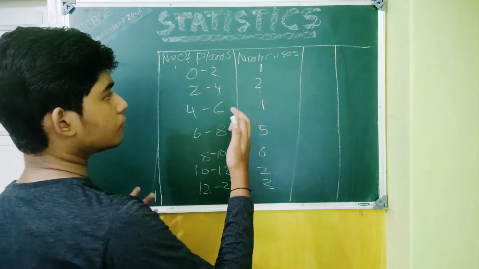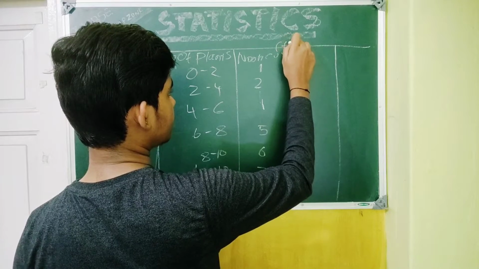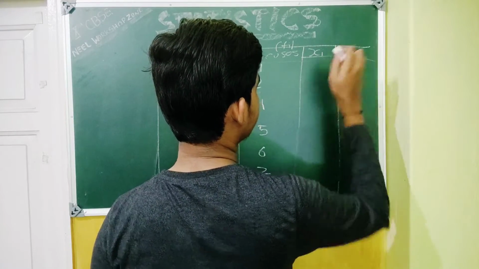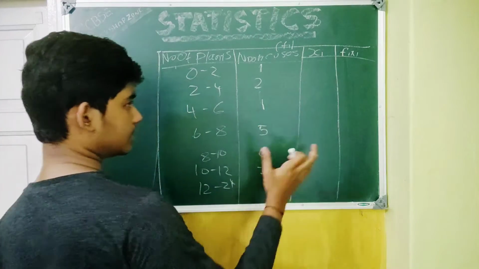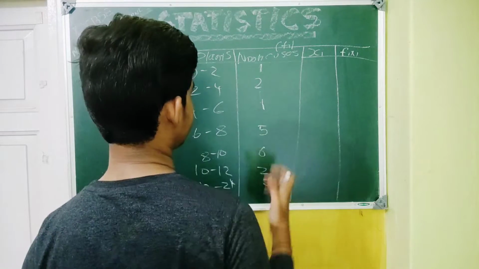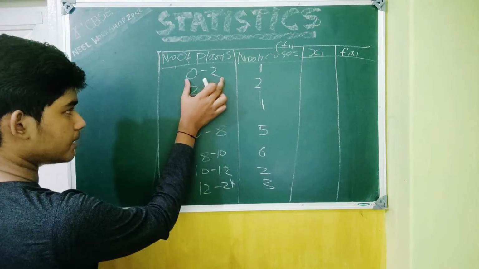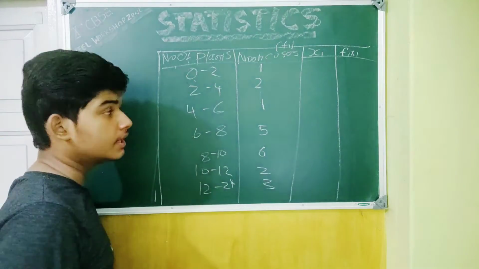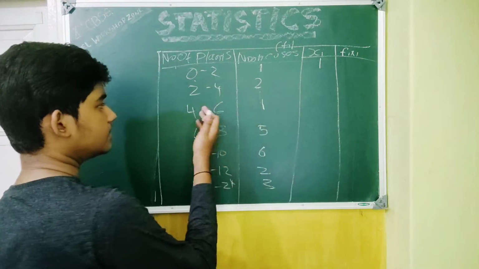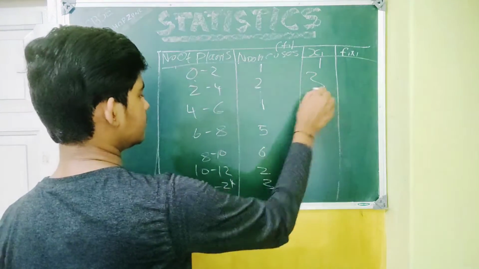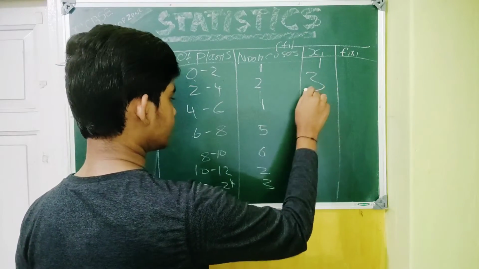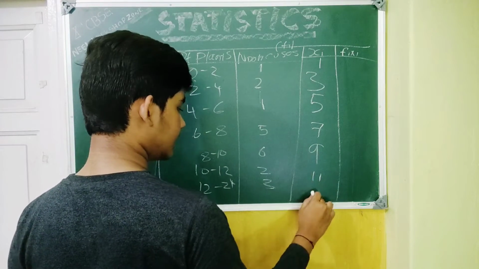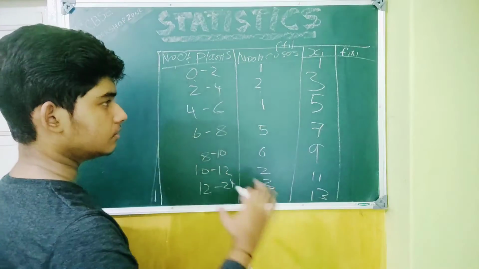So now let's take this number of houses as Fi, and let's take this as Xi. So Fi is number of houses and Xi is the class mark. So how do you find Xi? For finding Xi, you have to take the highest and the lowest value of each pair and divide them by 2. For example, 2 plus 0 is equal to 2, and when you divide 2 by 2, it comes as 1. Same as this, 2 plus 4, 6, 6 divided by 2 is 3. Same with this, 10, 10 divided by 2, 5. Same with this, 14, 7, 18, when you divide it by 2, 9, and 12, 22, 11, and 13. So this is the Xi value.